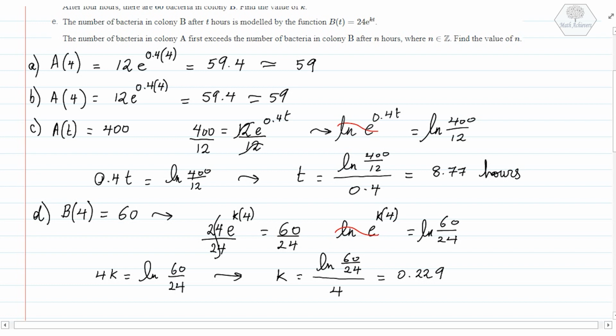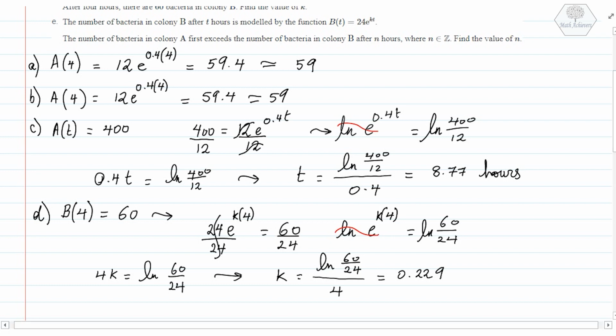Part E, the number of bacteria in colony B after t hours is modeled by the same model. We found the value of k is 0.229. The number of bacteria in colony A first exceeds the number of bacteria in colony B after n hours, where n belongs to Z. Find the value of n. We need to find the time when the number of bacteria in colony A exceeds the number of bacteria in colony B.